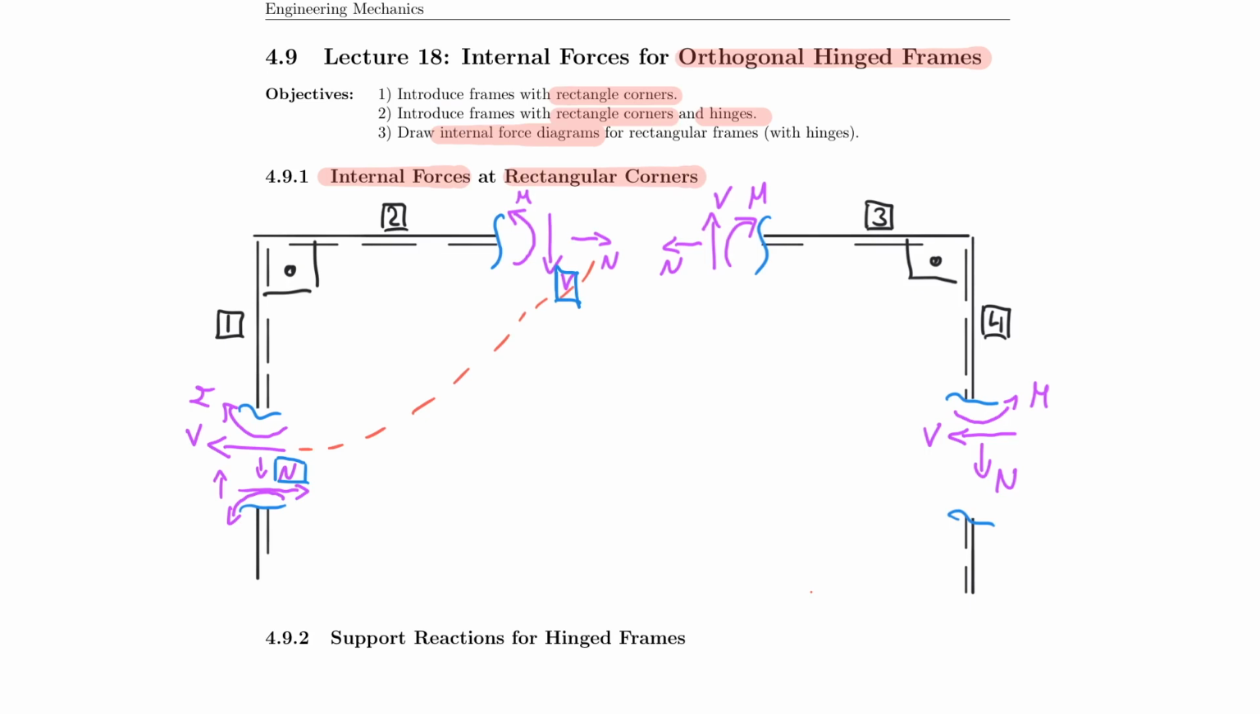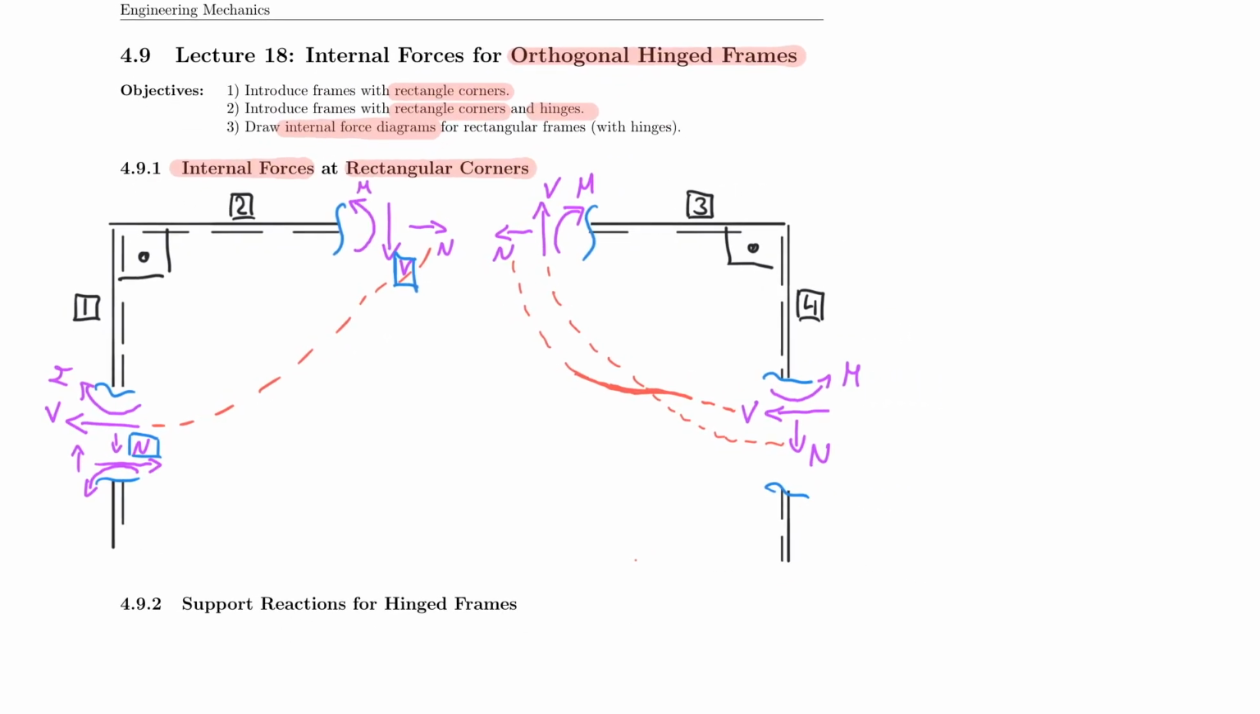And the very same thing is, of course, true again on the other side. So maybe I can do a better job showing it this time. So the shear force here has to interact with the normal force. And the shear force at member 4 has to interact with the normal force at member 3. So that is something we can memorize, that at 90-degree corners, the shear force and the normal force interact with each other, right?